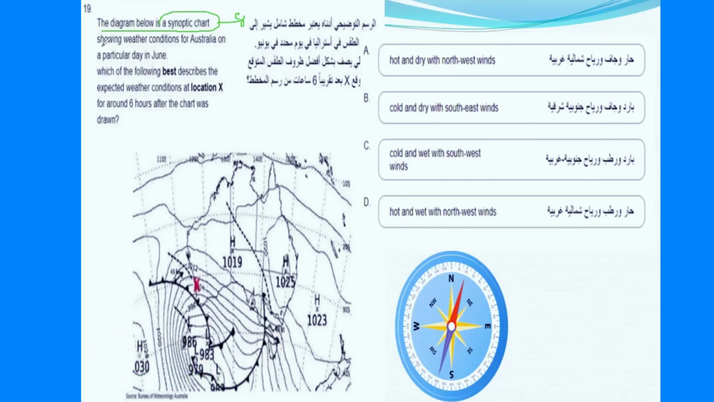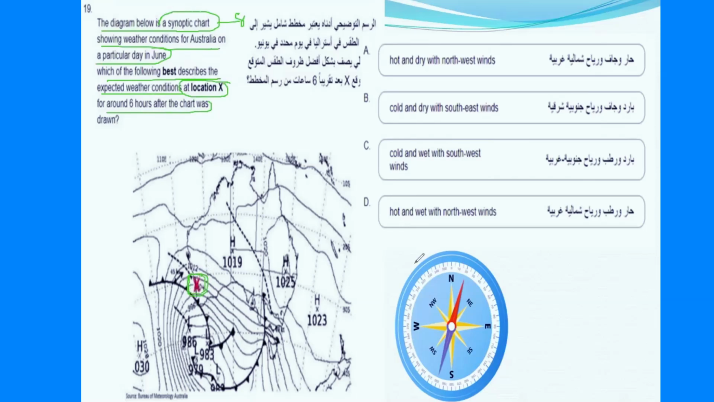The chart shows weather conditions for Australia on a particular day in June. Which of the following best describes the expected weather condition at location X for around 6 hours after the chart shows? Of course, the time we cannot see over here. So our question is location X, which has been marked in red, correct?